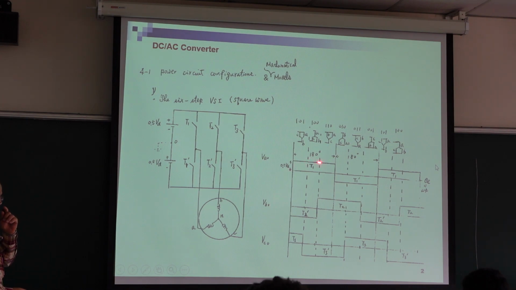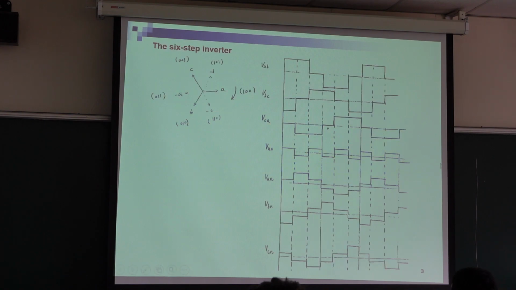The first thing is harmonics are too huge, right? And the harmonics are low order harmonics: fifth harmonics, 7th harmonics, 11th harmonics, 13th harmonics. So it creates a lot of current. So this is the disadvantage of the six-step voltage source inverter.